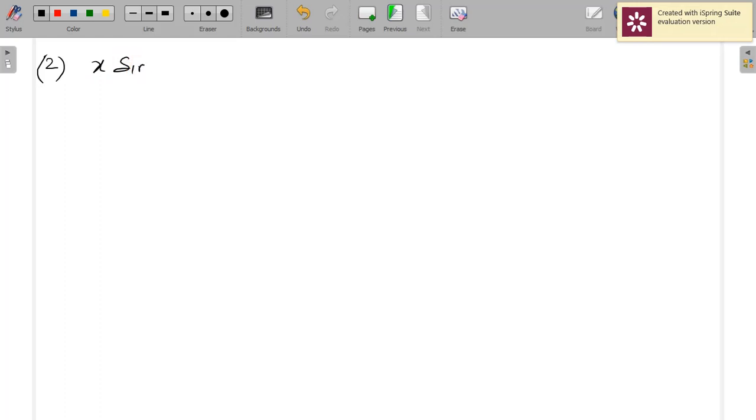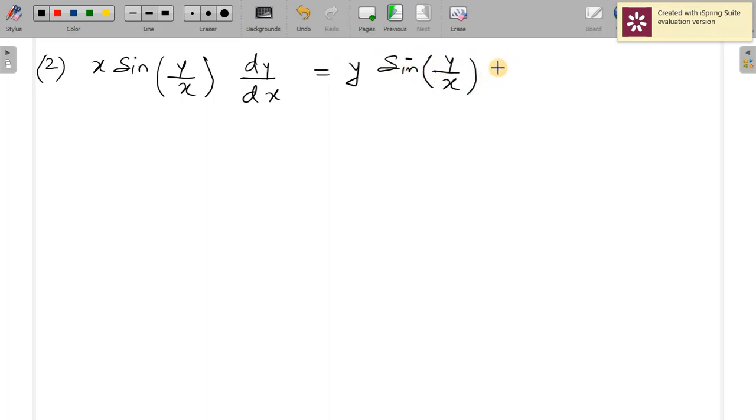x sine of y by x dy by dx is equal to y sine of y by x plus x. So first we will check, let me call this as equation 2. First we will check whether this can be written as in the form dy by dx is equal to m by n. So dy by dx over here, where m and n are homogeneous.